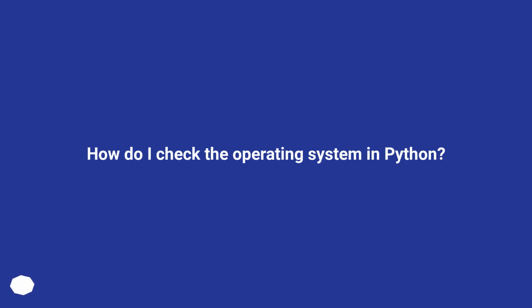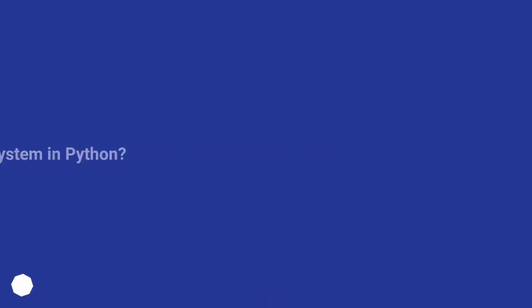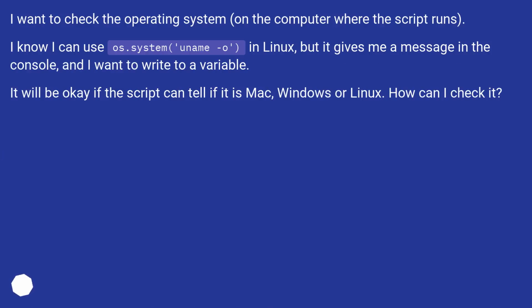How do I check the operating system in Python? I want to check the operating system on the computer where the script runs. I know I can use os.system uname in Linux, but it gives me a message in the console, and I want to write to a variable. It will be okay if the script can tell if it is Mac, Windows or Linux. How can I check it?